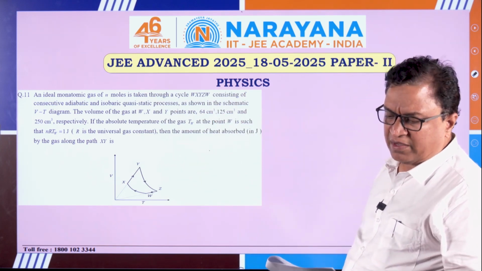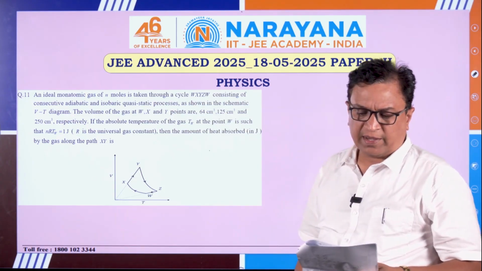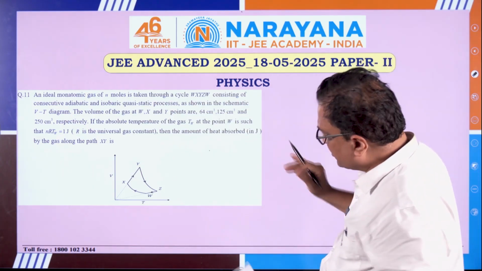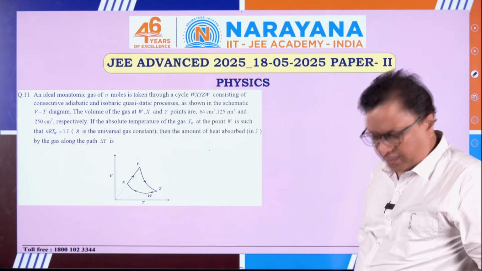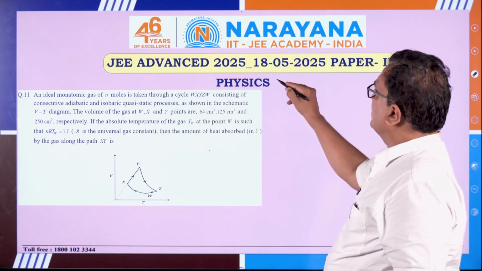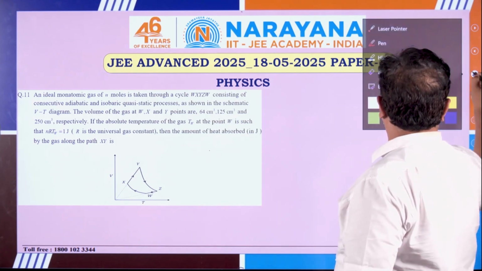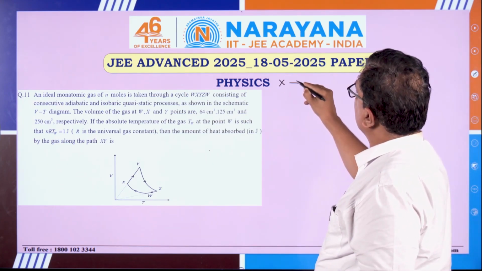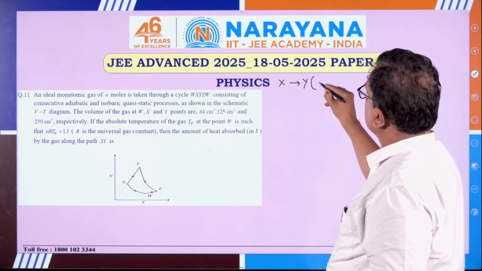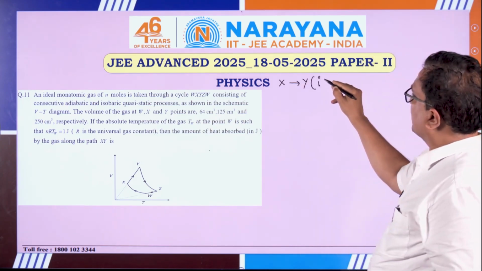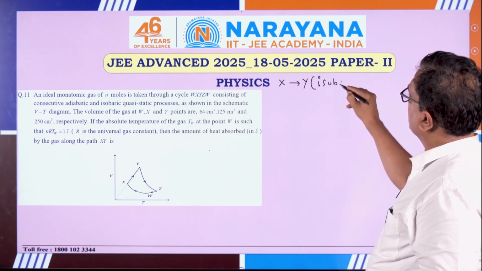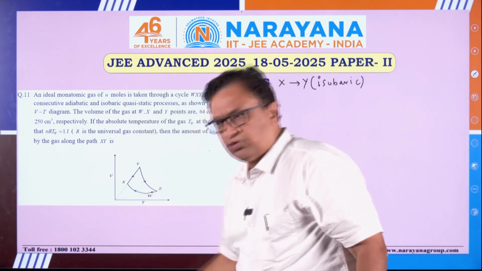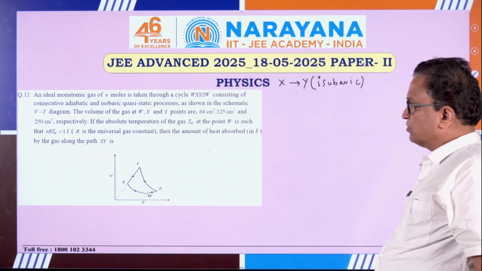An ideal monoatomic gas of n moles is taken through a cycle. Let me try to explain what is happening. It's a VT graph basically, which means any process from X to Y is isobaric, pressure constant, because it is passing through the origin. The line is passing through the origin.